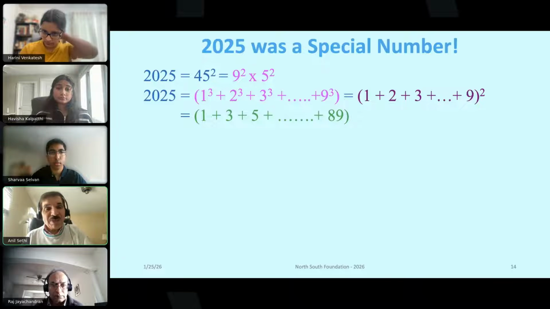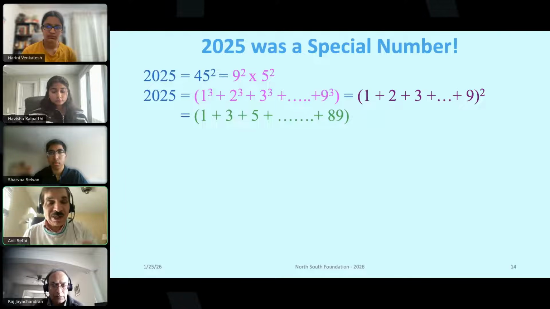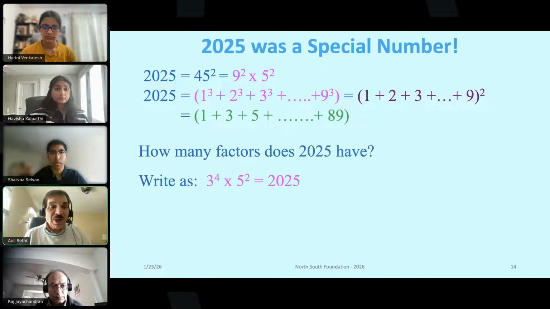And for each of these, as the presentation will be shared with you, I would encourage you to look for the connections. How are these different sequences, series, and sums connected to the number 2025? The next question is, how many factors does a number have? And that's a very important skill to have.